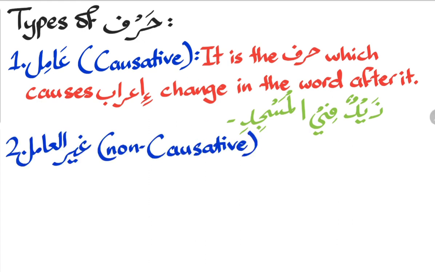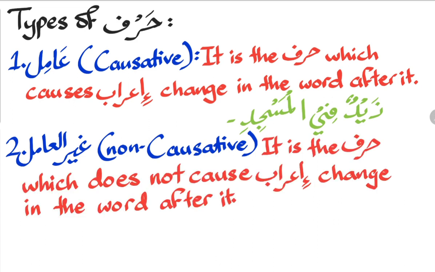This is the type of harf which does not cause i'rab change in the word after it. For example, if we take thumma or wa, these are both huruf, they're both particles, but they are not particles that cause i'rab change in the words that come after them. So that's why they are ghayrul amil, non-causative particles. So these are the two types of harf, amil, causative particle, and ghayrul amil, non-causative particle.